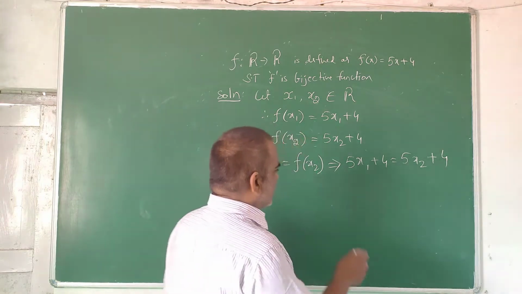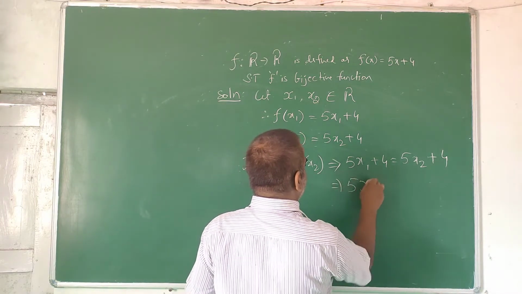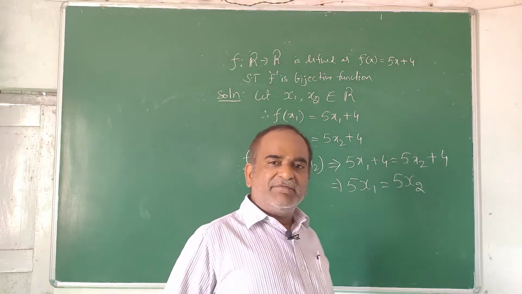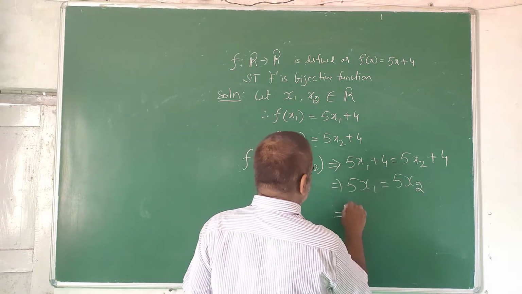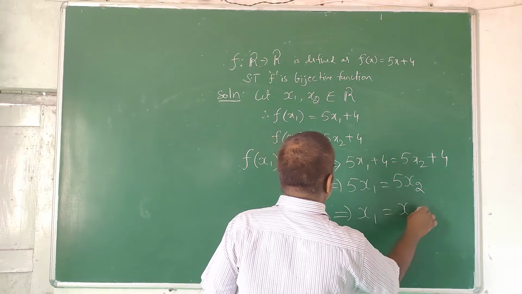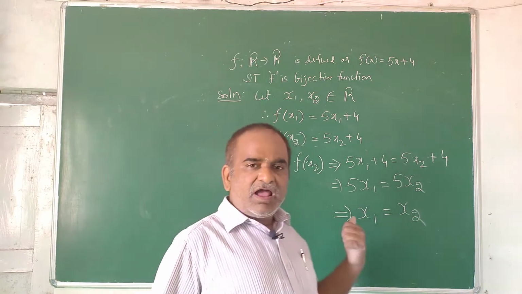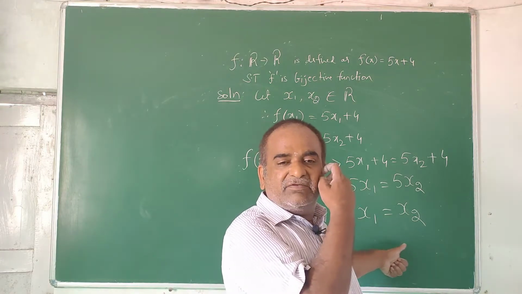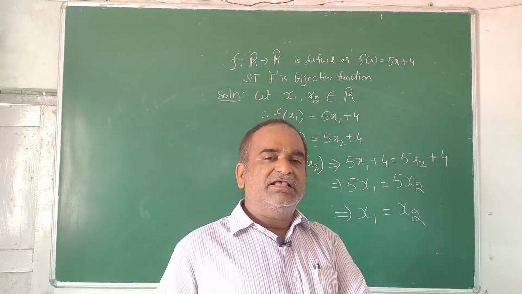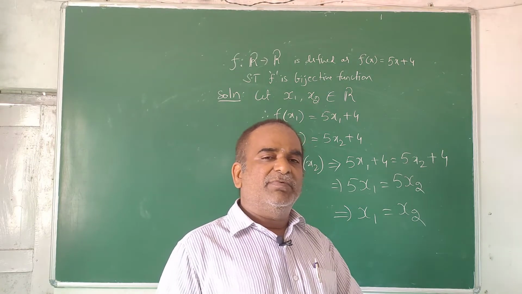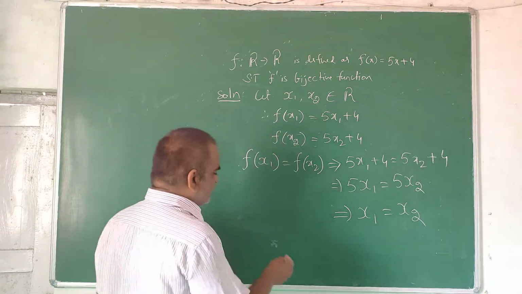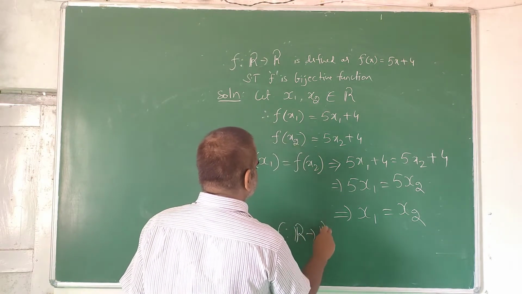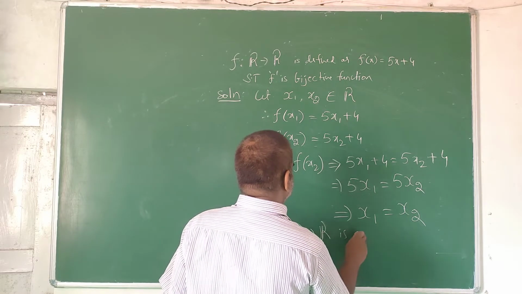That 4 and 4 get cancelled. 5x1 is equal to 5x2. This 5 and 5 get cancelled. x1 is equal to x2. So as f of x1 is equal to f of x2, we are seeing x1 is equal to x2. That means, as we have discussed in the previous class, this is obeying the one-one function rule. So therefore f from R to R is a one-one function.